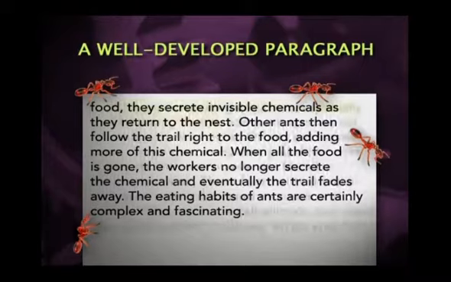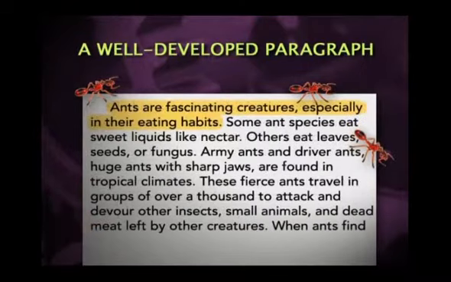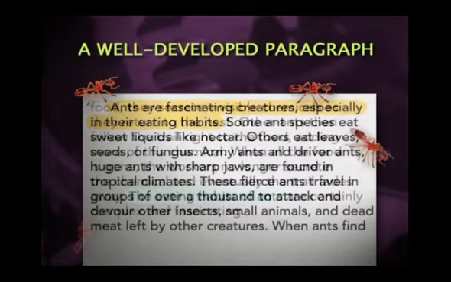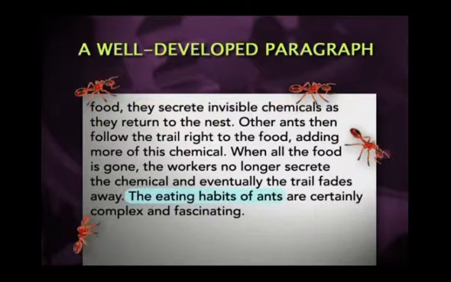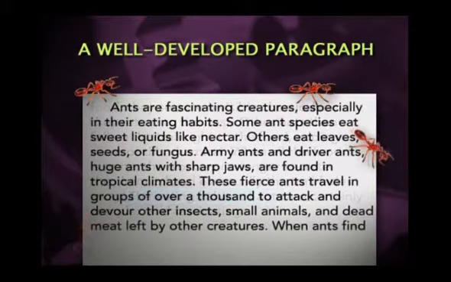My topic sentence, going back to the top, focuses on eating habits of ants. My conclusion picks it up by saying the eating habits of ants. And then I use specific details to develop each of my ideas fully. For example, I have in the second sentence, sweet liquids like nectar. In the third, I have leaves, seeds, and fungus. Then I have army ants and driver ants. All of these specific details help make my paragraph well developed.